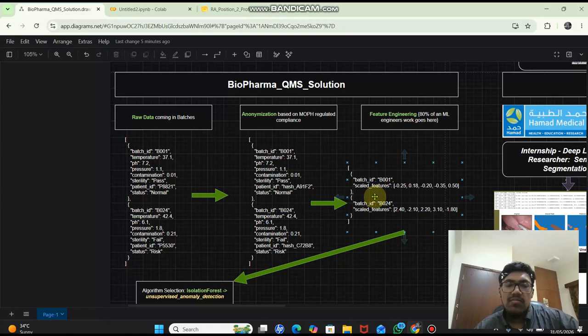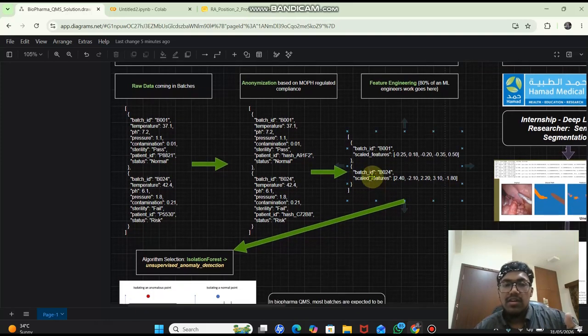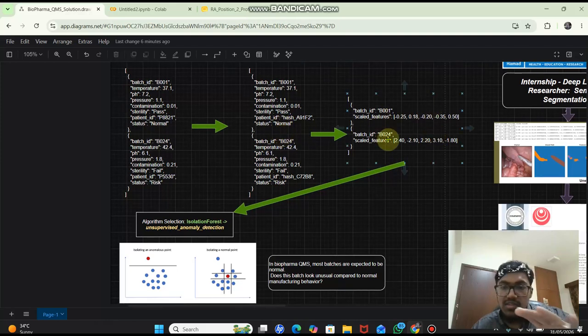Now, 80% of the time for a machine learning engineer and someone who's designing these pipelines goes into feature engineering. This is where you're scaling each of the variables so that the model can understand better, right? Because the model won't understand 37.1, 7.2 by itself. It will treat all of those differently. So we need to standardize these numbers into a representation that the model can understand and treat all features equally, right? So this would be the feature engineering stage.